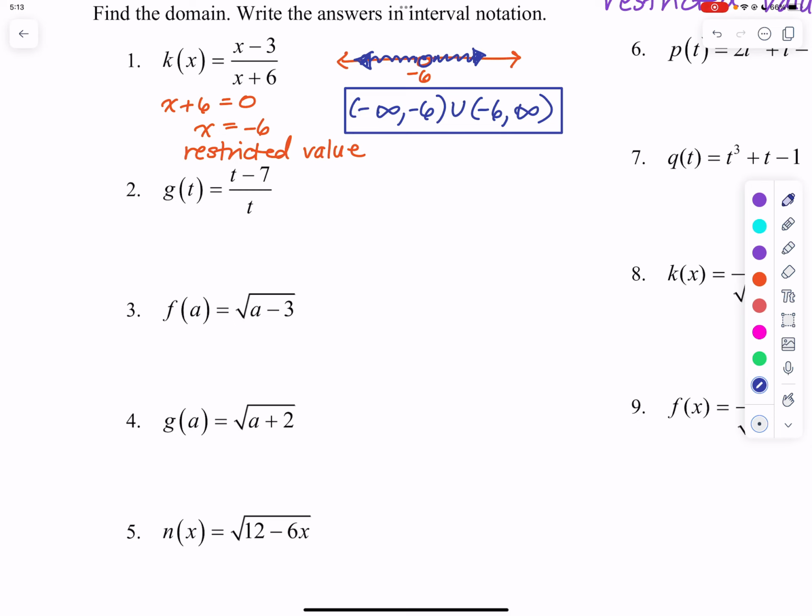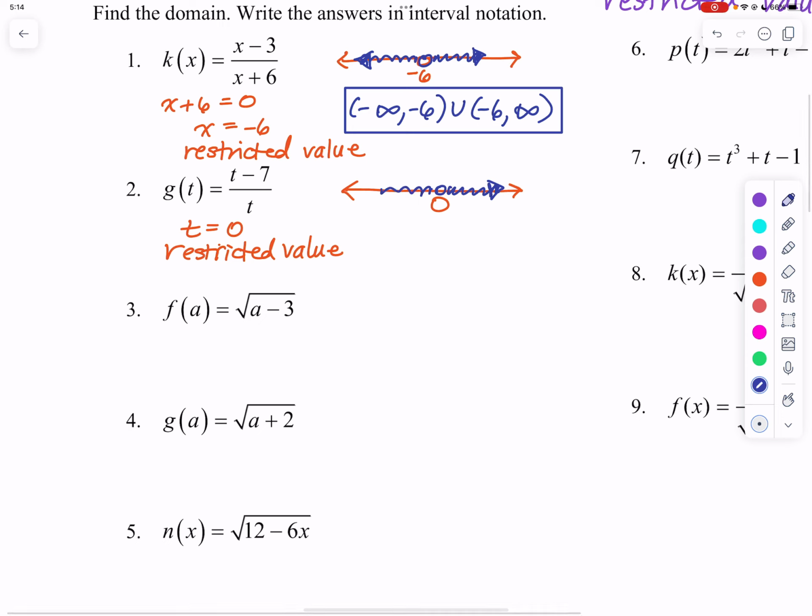Looking at number 2, g of t, we just want to look at that denominator. If it would be equal to 0, that would be a restricted value. And so let's make our number line. And there is 0. We don't want 0, but we can have all other real numbers on both sides of 0. And again, this is an open circle. So here we have -infinity to 0, union 0 to infinity.